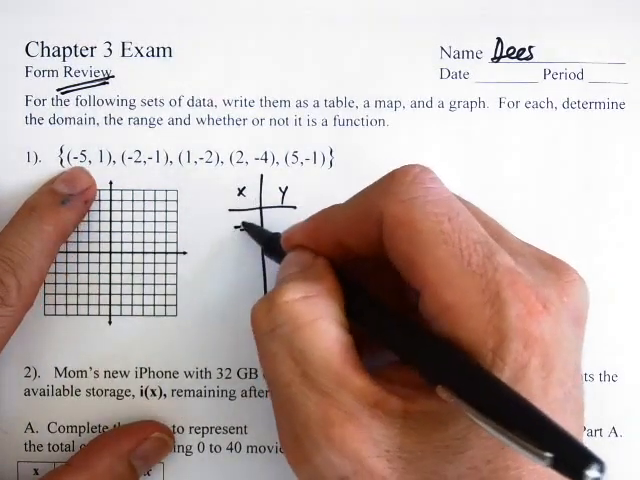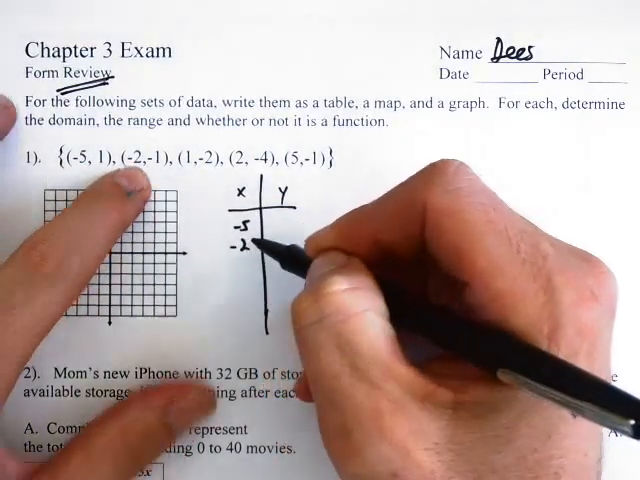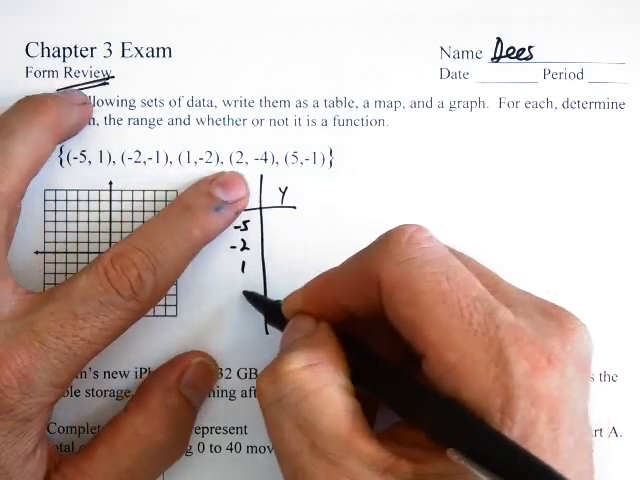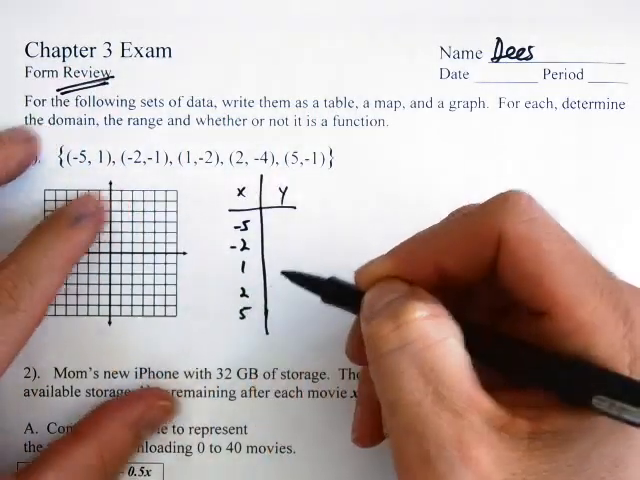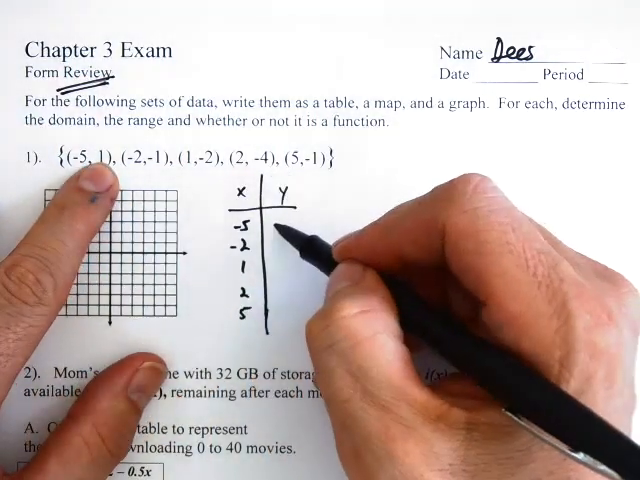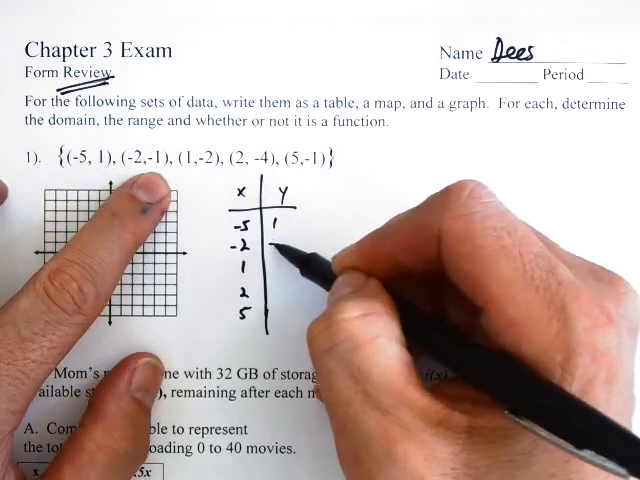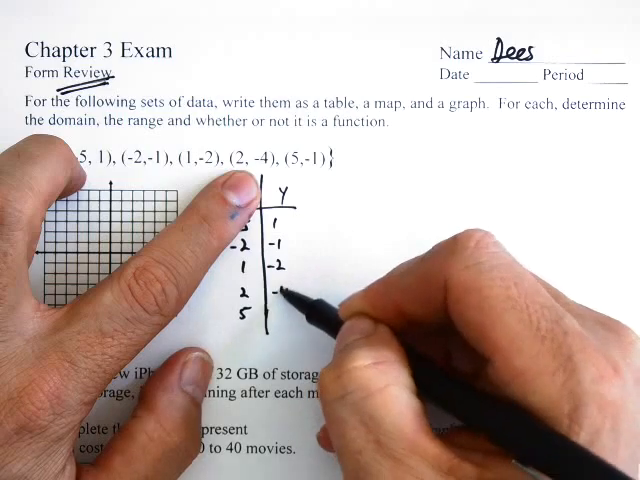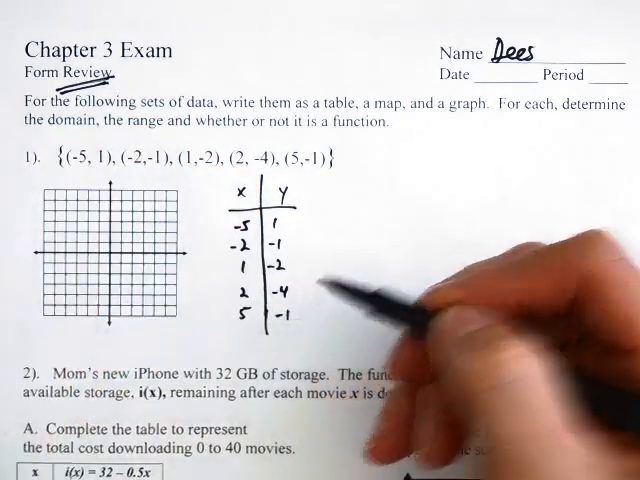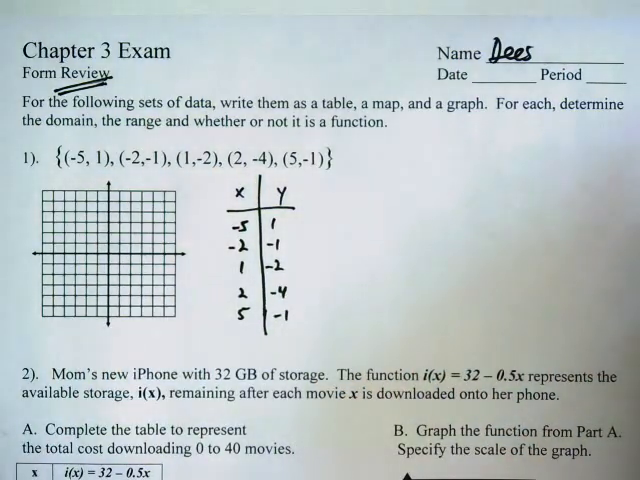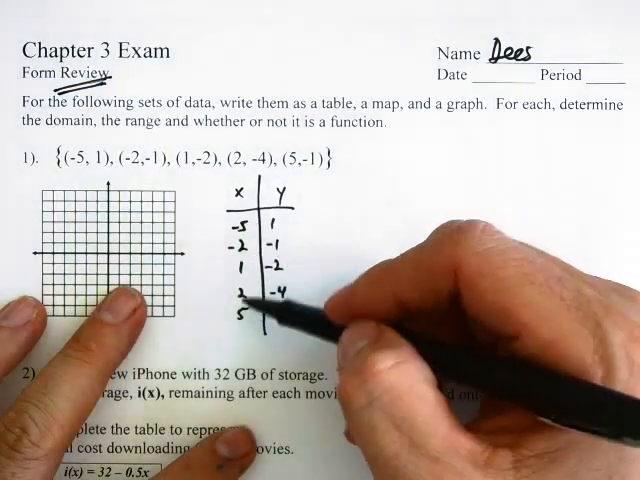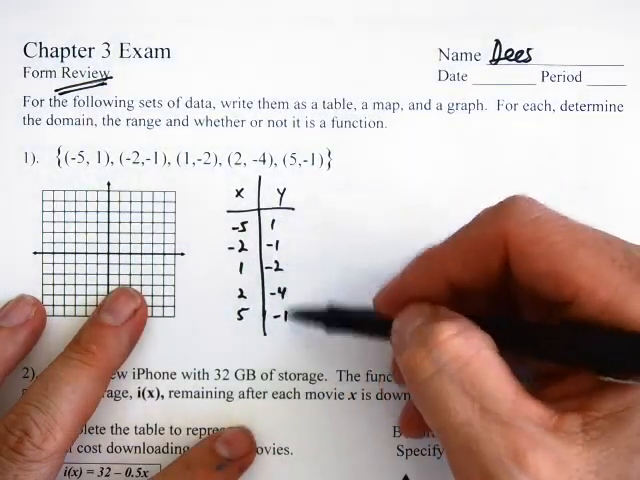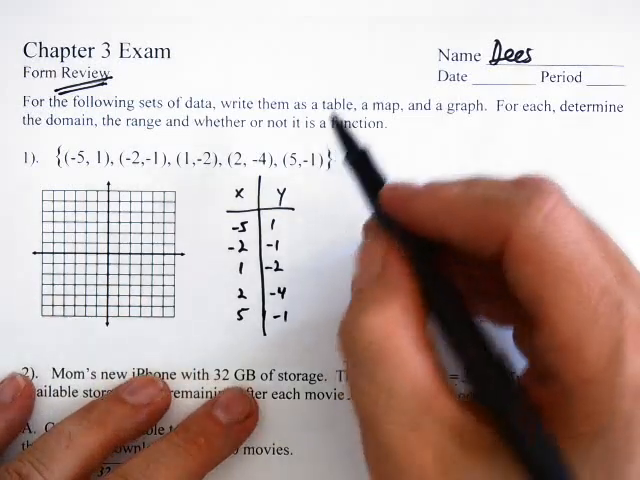So -5 is an x value, -2, 1, 2, and 5 are x values. The y values are 1, -1, -2, -4, and -1. Notice what we've done is we've grouped each x value with its own y value. Okay? Alright, so that's that part.